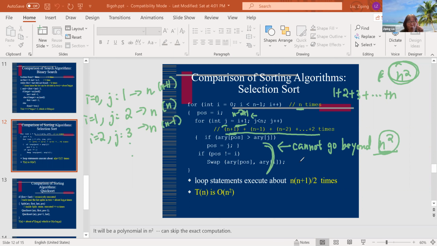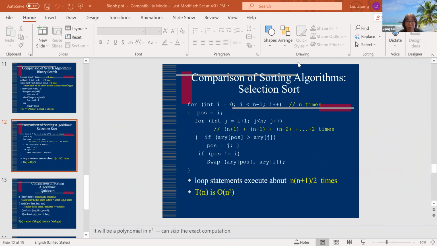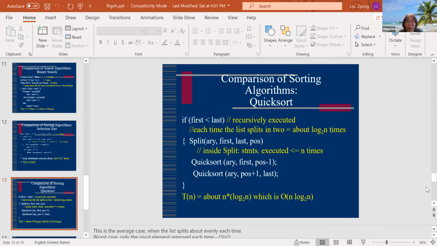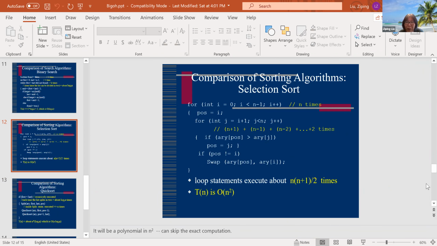So the final total, Tn, the highest order term, is a polynomial. It's going to be n quadratic. So that's why we see selection sort is order n squared. That's how we come up with this answer. Okay, that's selection sort.